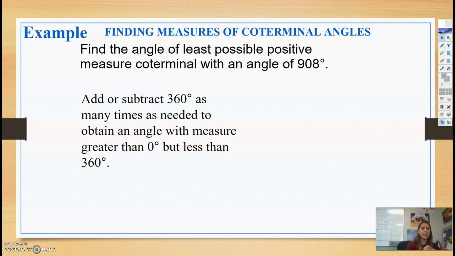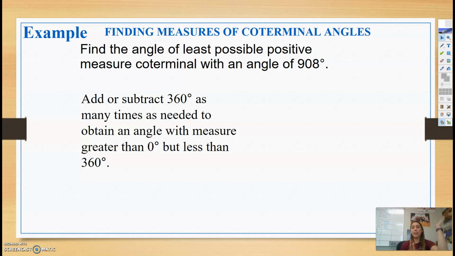I also want you to write this. These steps are going to be the same for the next 3 examples, so you only need to write it one time, but maybe start it and say that you're going to add and subtract 360 as many times as needed to obtain the angle with a measure greater than 0 but less than 360. And that's because we're looking at a picture and we're thinking about this picture of this angle.